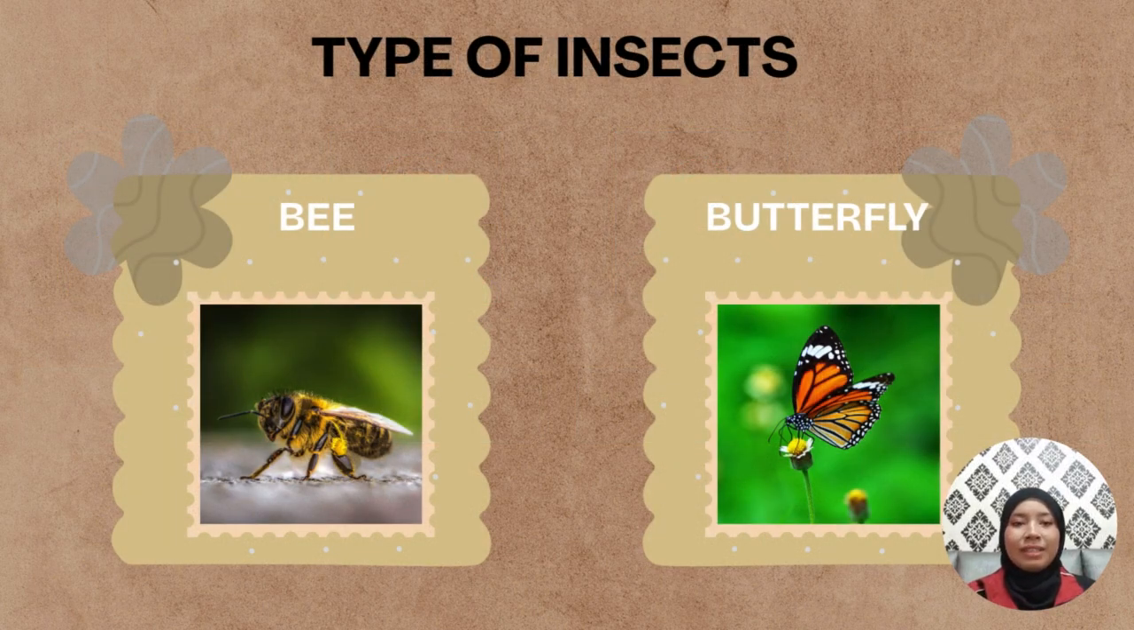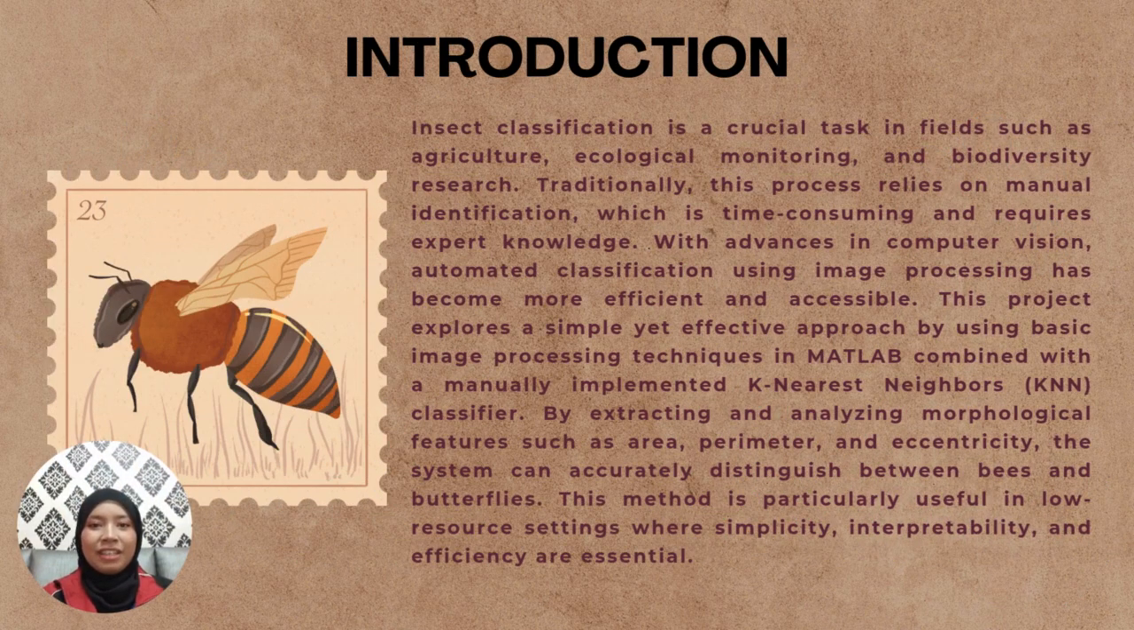There are two types of insects that we chose, which are bees and butterflies. Insect classification is a crucial task in fields such as agriculture, ecology, monitoring and biodiversity research. Traditionally, this process relies on manual identification, which is time-consuming and requires expert knowledge. With advances in computer vision, automated classification using image processing has become more efficient and accessible.